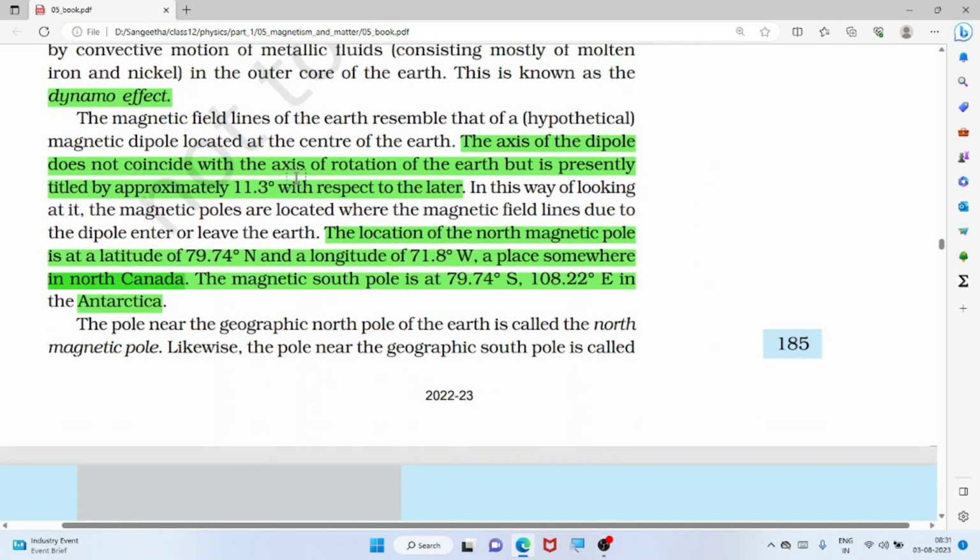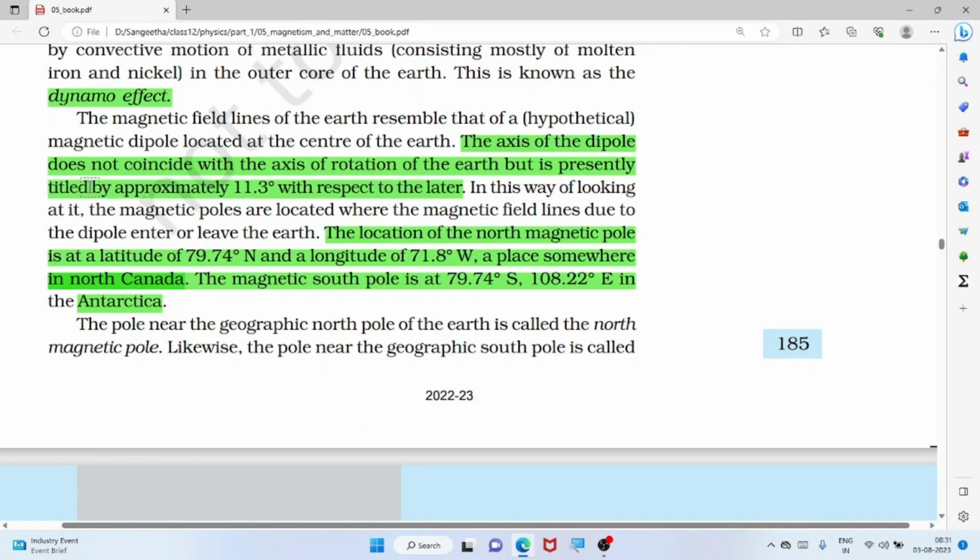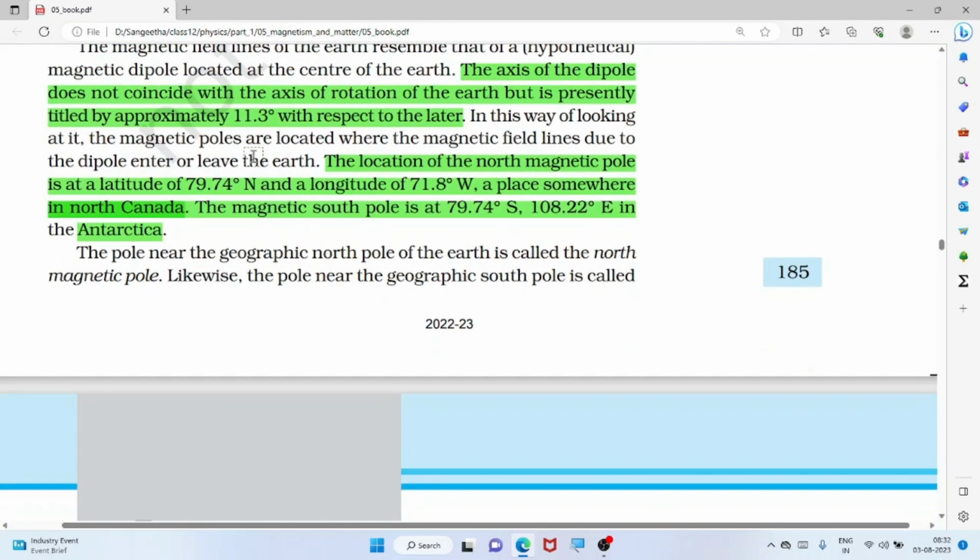Earth's magnetism. What is the dynamo effect? The axis of the dipole does not coincide with the axis of rotation of the Earth but is presently tilted at 11.3 degrees with respect to the geographical axis of the Earth. The location of the north magnetic pole is at this latitude and longitude, somewhere in North Canada. The magnetic south pole is somewhere in Antarctica.